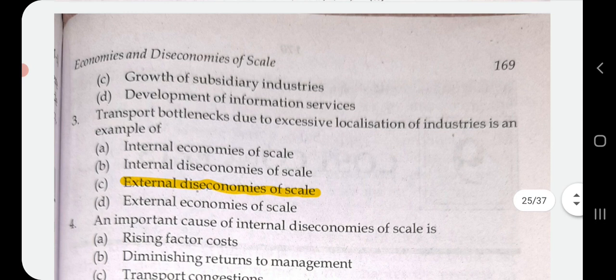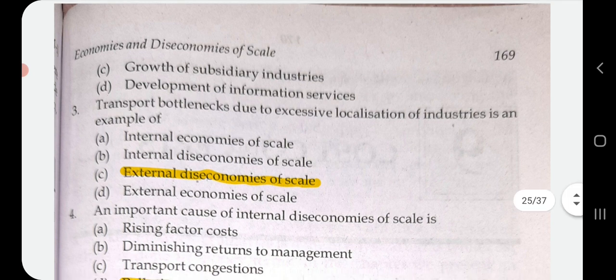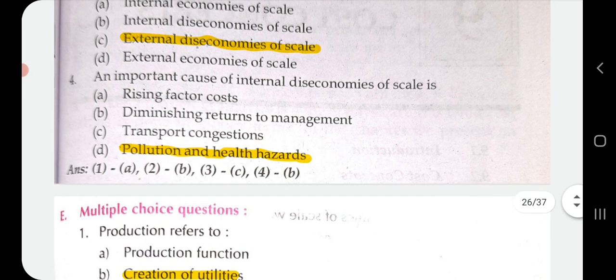Okay, next question is again about economies of scale. Transport bottlenecks due to excessive localization of industries is an example of, and the answer is C, external diseconomies of scale. Fourth question, an important cause of internal diseconomies of scale is, and the answer is pollution and health hazard. D is the correct answer.